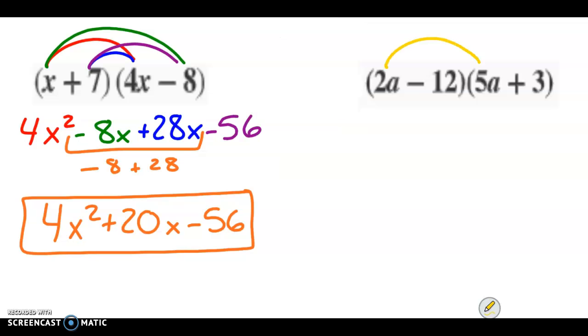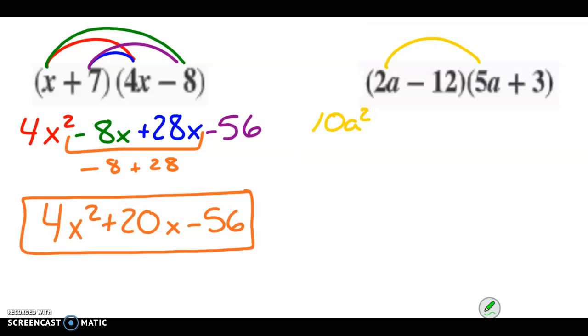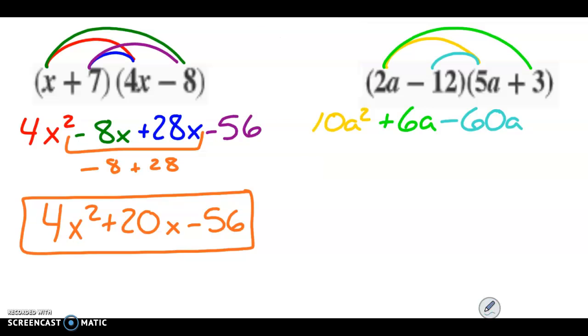First here, 2a times 5a. 2 times 5 is 10. A times a is a squared, so we have 10a squared. Get some different colors in here this time. 2a times 3. 2 times 3 is going to be 6, and then there's just that a along for the ride, so we've got 6a. Then that second term now, the inside multiplications, -12 times 5a. -12 times 5 is going to be -60. So we have -60a. And then we've got -12 times a +3, which is going to be -36.